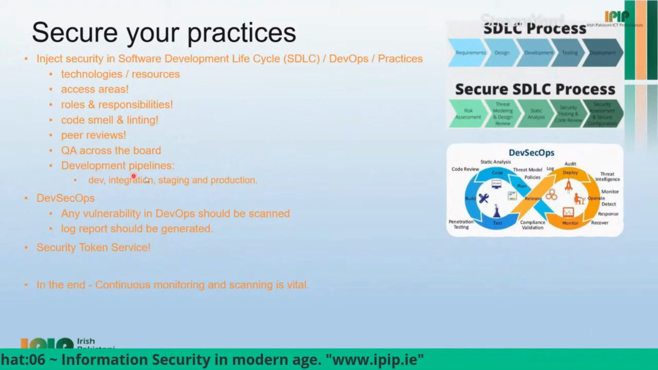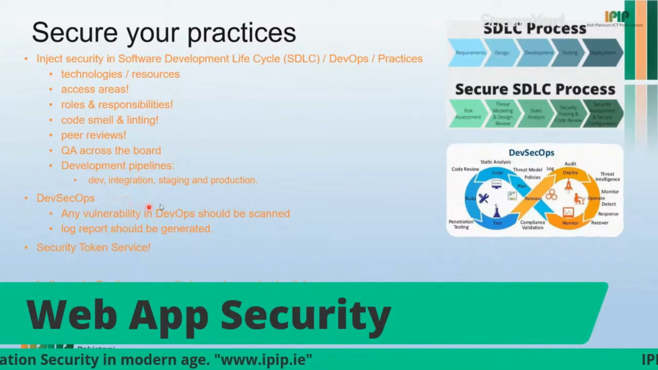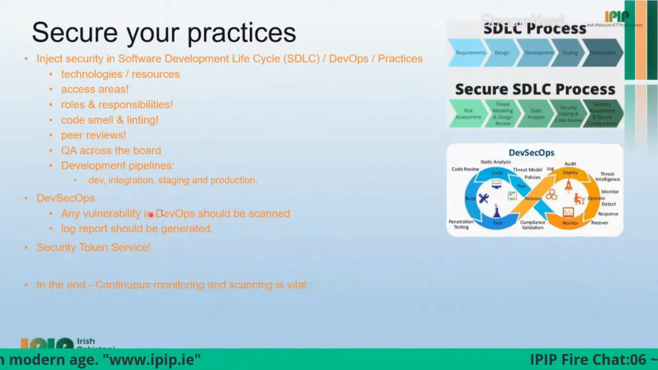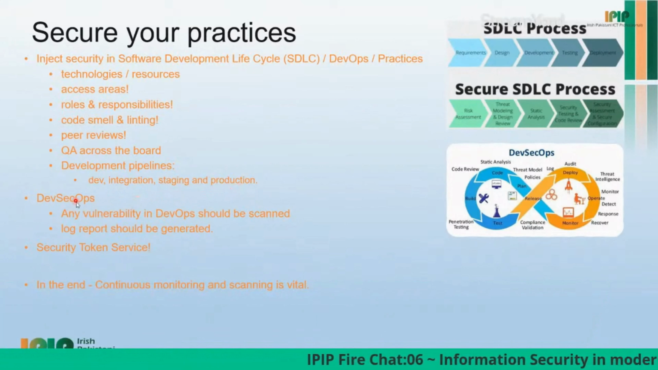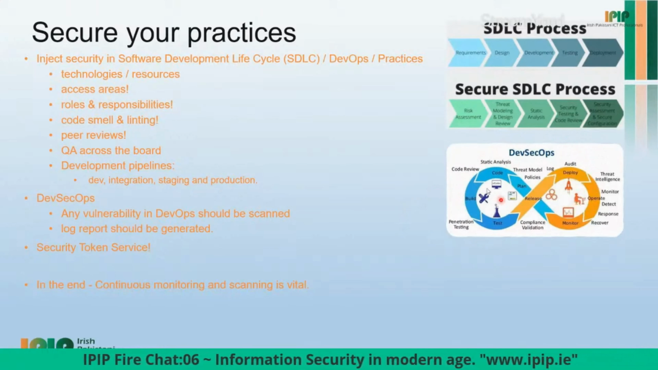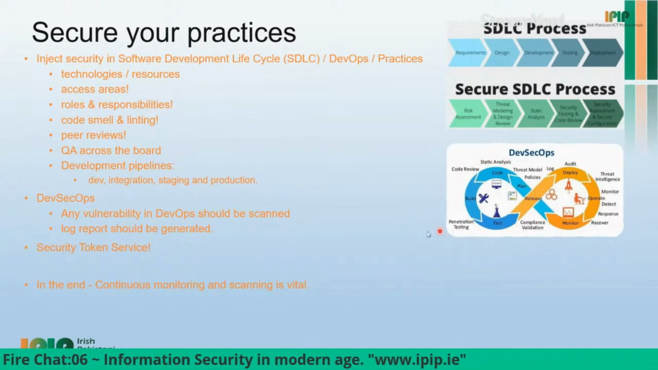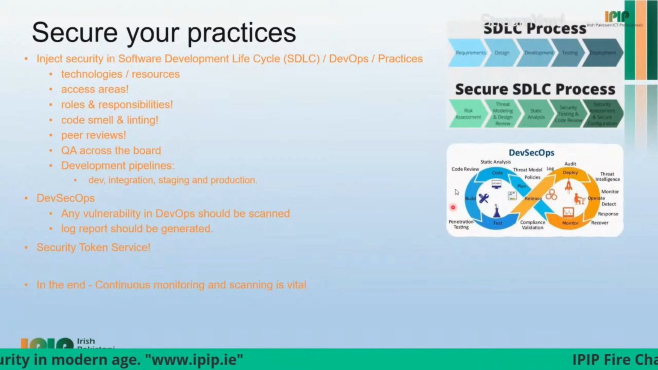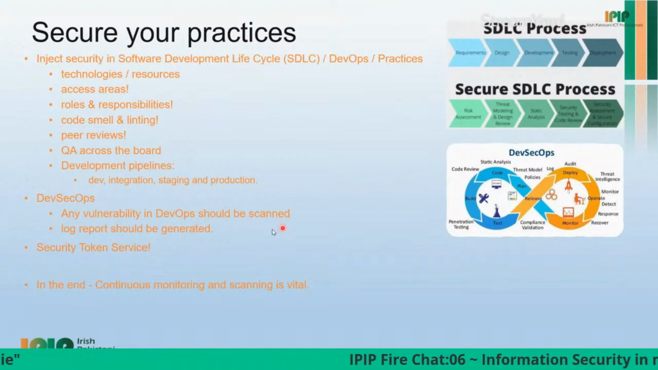The development pipeline should be introduced and properly configured for environments like dev, integration, staging, and production. And DevOps should be secure as well. There should be auditing logs and penetration testing, which will be covered in a few minutes. Everything should be secure. Any vulnerability in DevOps should be scanned, and a log report should be generated.